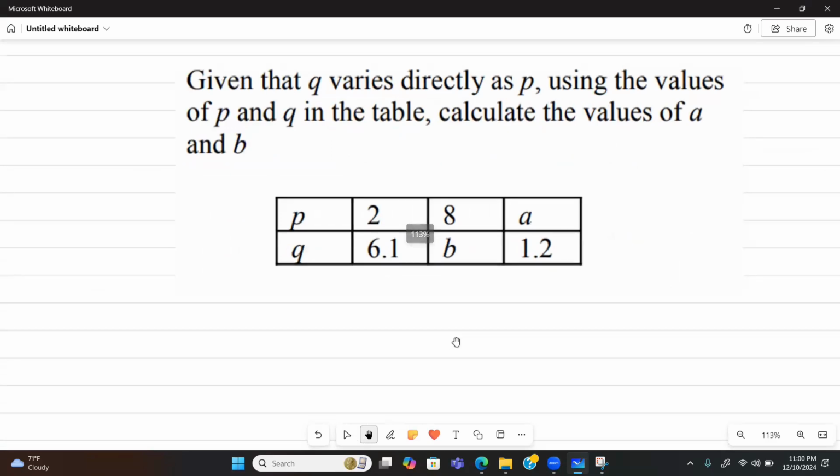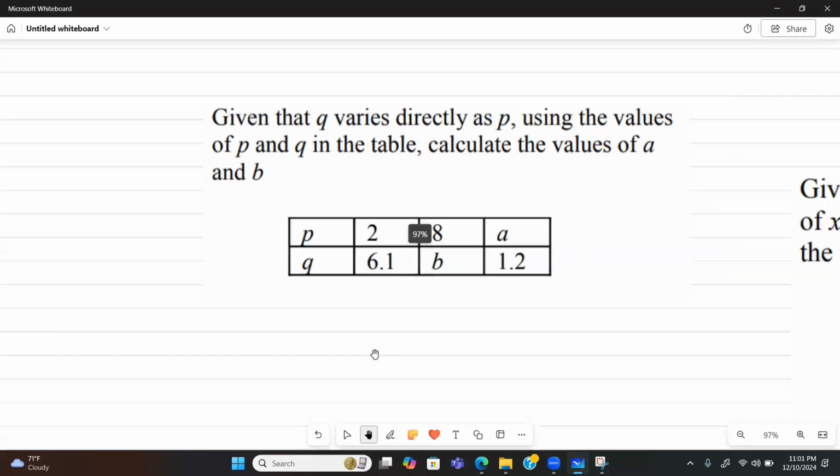All right. So in this question, it says, given that q varies directly as p, using the values of p and q in the table, calculate the values of a and b. Let's deal with this.